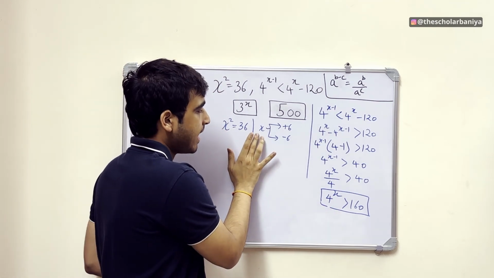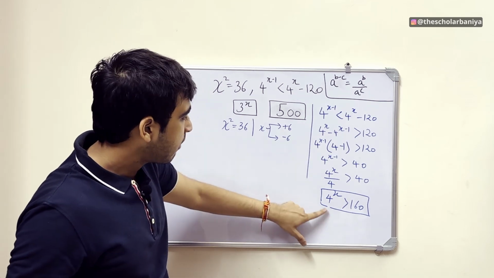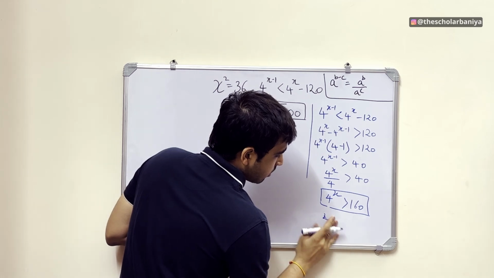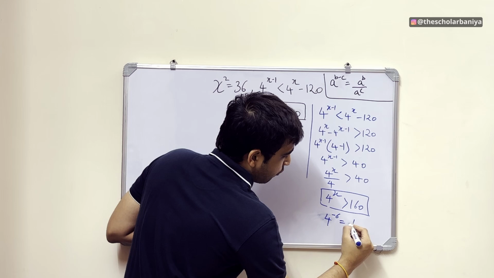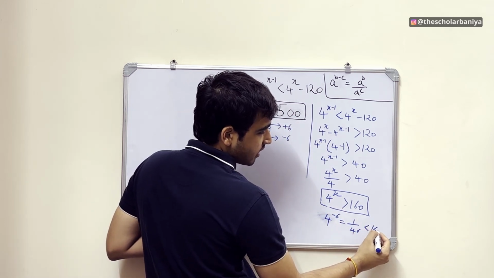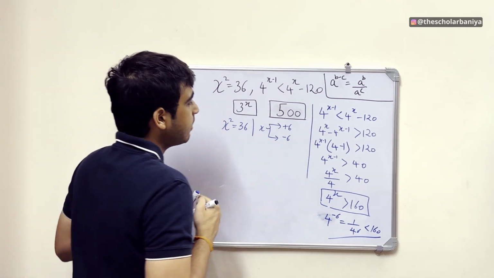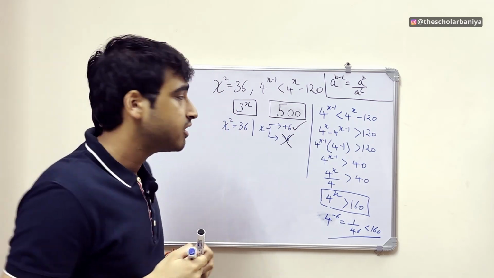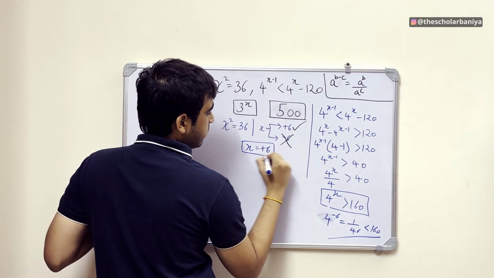Now we had x as either 6 or minus 6, right? But if you do 4 to the power minus 6, this becomes 1 upon 4 to the power 6, which is less than 160, right? So minus 6 cannot be an option. So plus 6 is the answer. So what we have with us is that x is equal to plus 6. So this is what we have got.